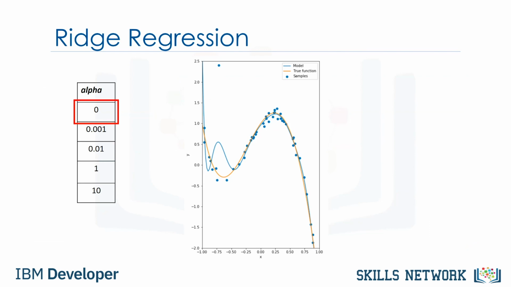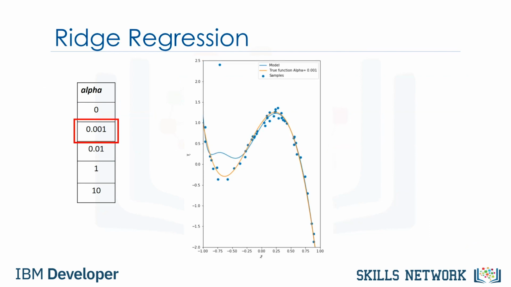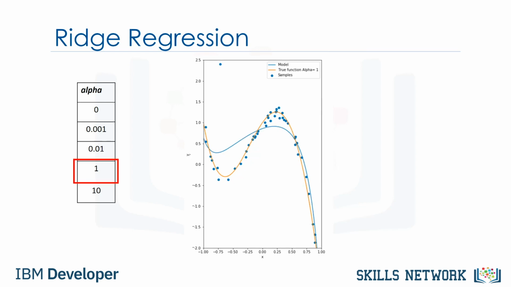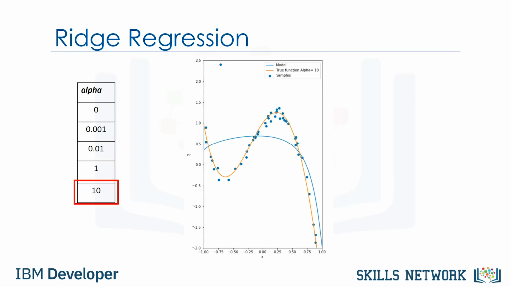If alpha is 0, the overfitting is evident. For alpha equal to 0.001, the overfitting begins to subside. For alpha equal to 0.01, the estimated function tracks the actual function. When alpha equals 1, we see the first signs of underfitting. The estimated function does not have enough flexibility. At alpha equal to 10, we see extreme underfitting. It does not even track the two points.